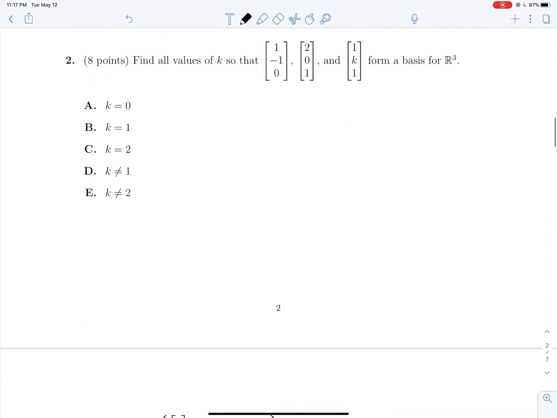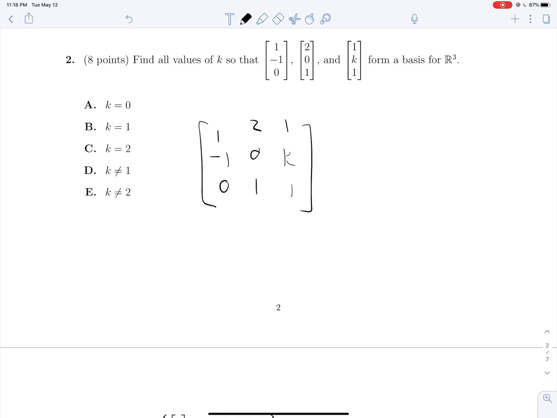C for number 1. Question 2, let's find all the values of K so that these 3 vectors form a basis for R3. So 3 vectors are a basis for R3 if and only if, when we smash them all together, the reduced echelon form has 3 pivots. So 1, -1, 0, 2, 0, 1, 1, K, 1. Or you can think about it as we have a pivot in every row or a pivot in every column, or you can go a little bit higher level and say that these 3 vectors are linearly independent. So let's solve for when this happens.